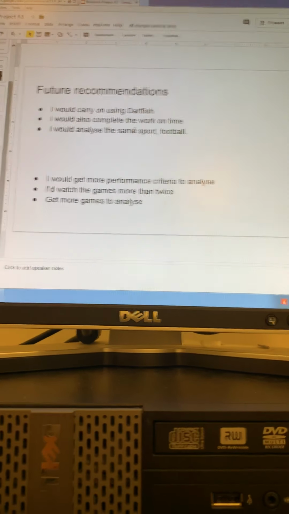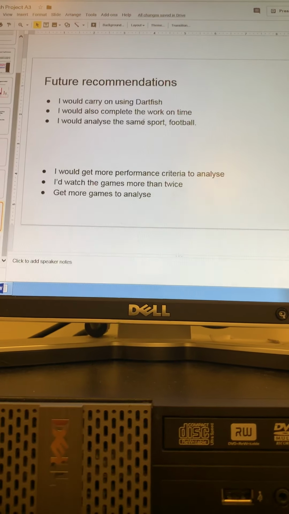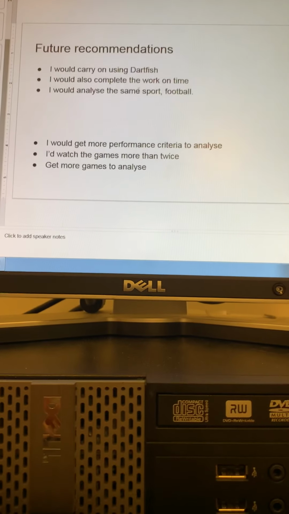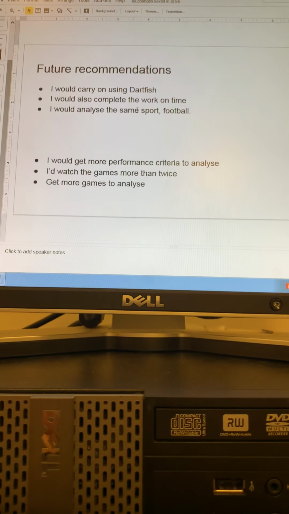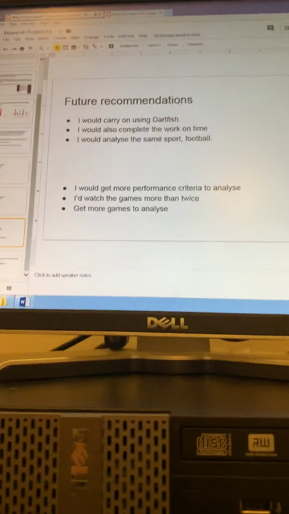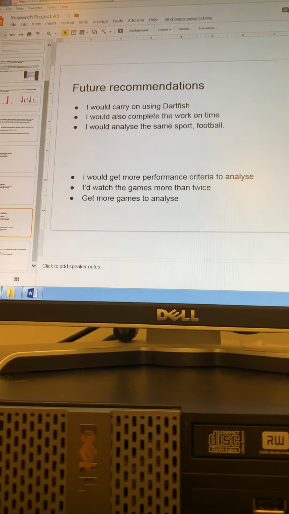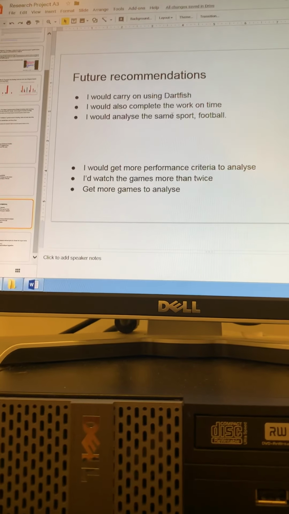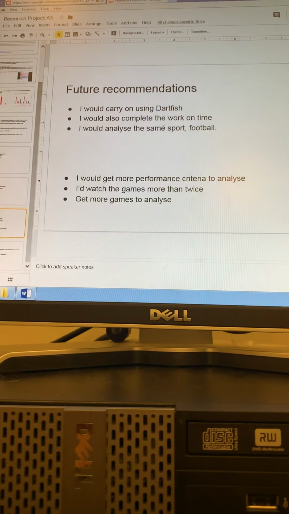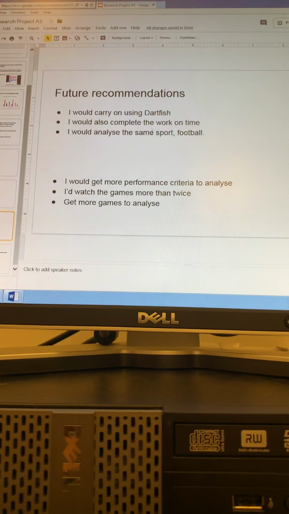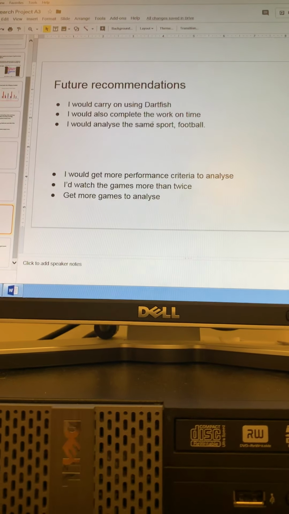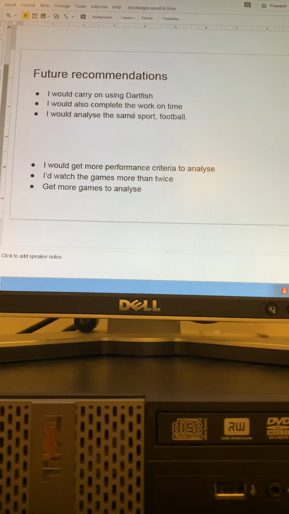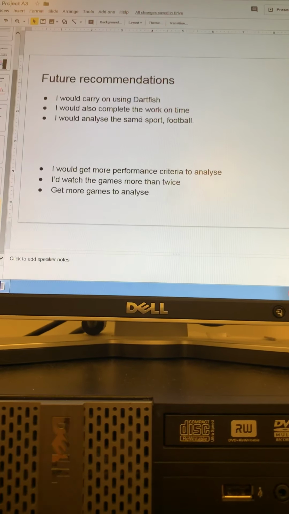However, in the future I would change a few things. I'd get more performance criteria to analyse, because I was only doing shooting and fouls, and these did not occur very often. So sometimes I would have been off the ball because a shot or a foul hadn't taken place in so long. If I analysed performance criteria like passing, I would have had to be a lot more concentrated and on the ball, because a lot more passes take place during football matches. Therefore, I'd have more results to analyse.